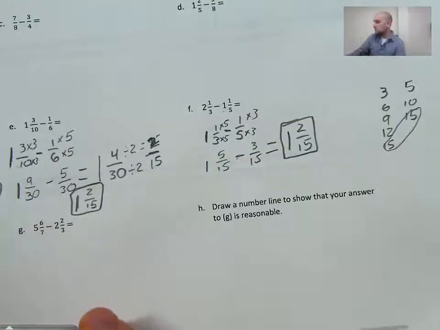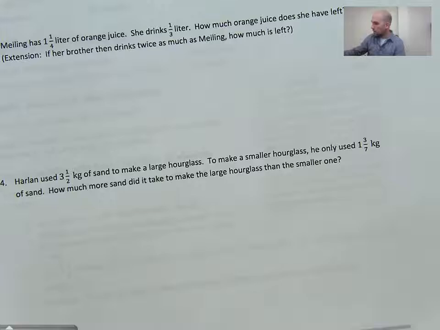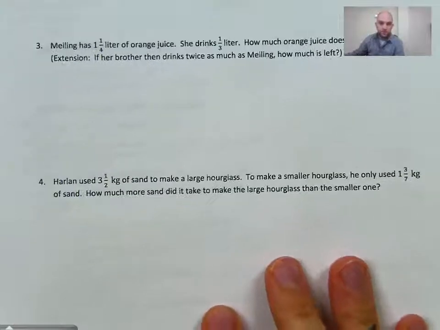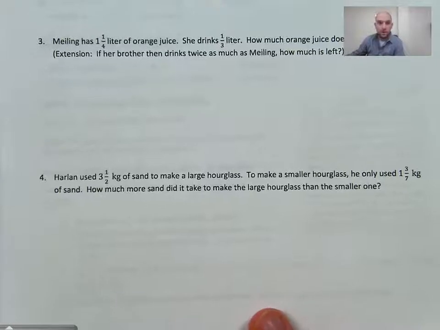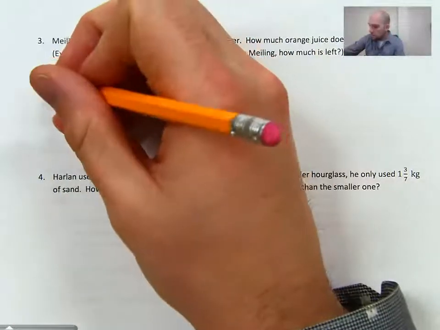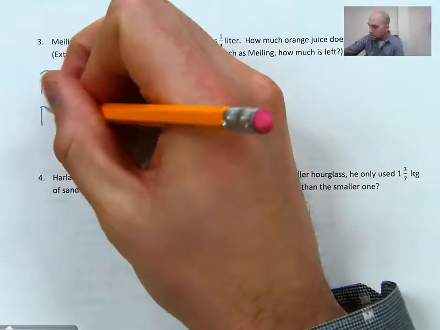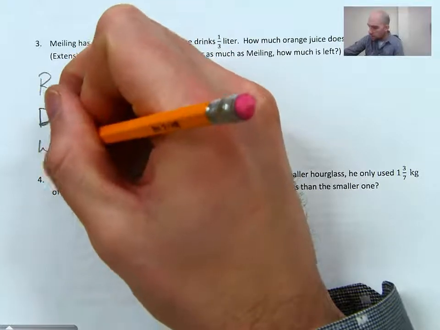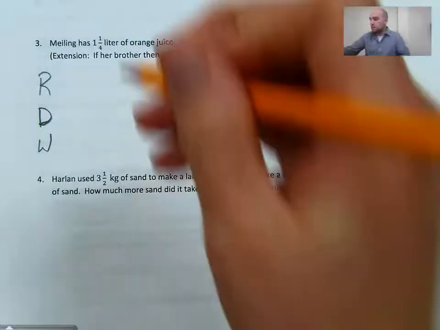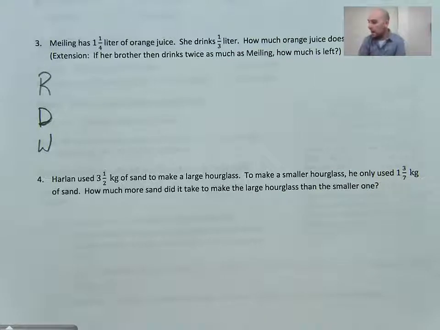All right, so let's move on and do a word problem here. I think that we'll do number 3. I'm going to start by putting an RDW on the side of my paper, as I always will when I'm doing a word problem. Just remember to do all of my parts. First thing I'm going to do is read. Mei-Ling has 1 1/4 liter of orange juice. She drinks 1/3 liter. How much orange juice does she have left?